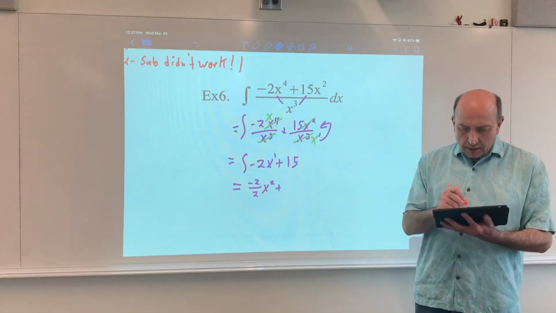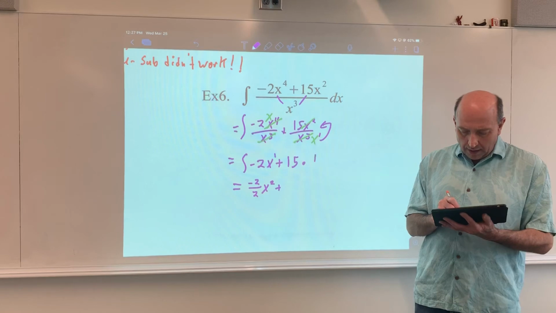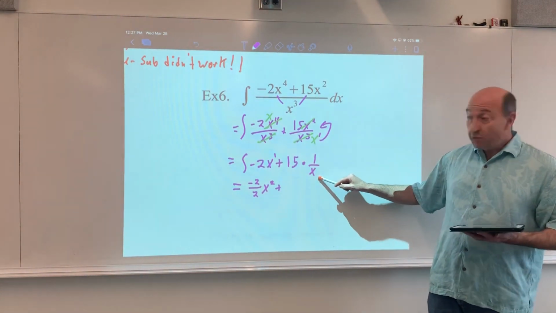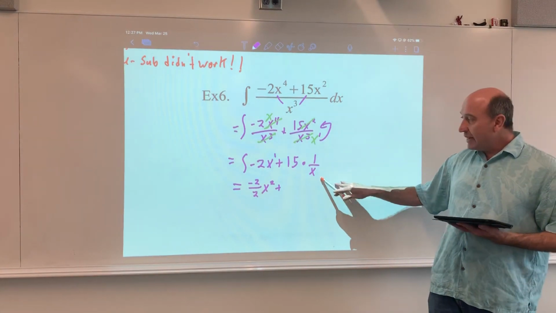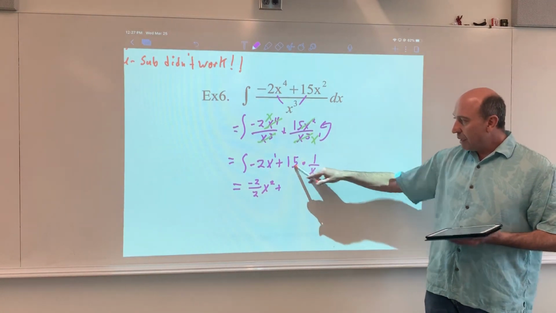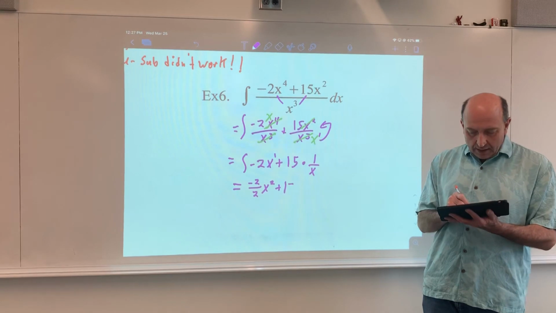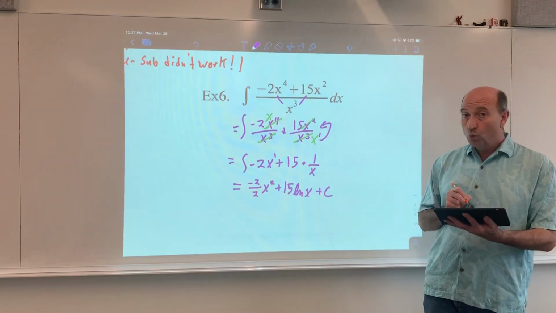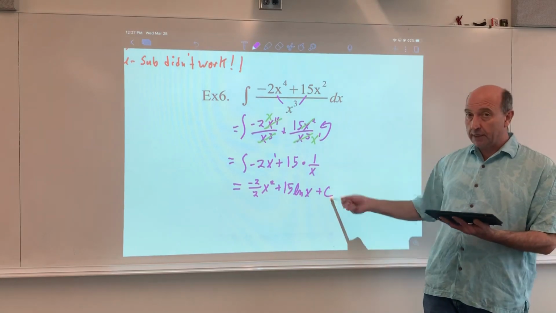So instead of x to the negative 1, what if I left that 1 over x? What's the antiderivative of 1 over x? That was the natural log. The natural log times 15 is 15 natural log. Holy cow, I have done it. Don't forget about your special case, that was a tricky one.